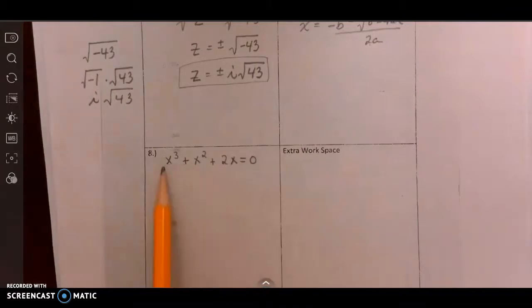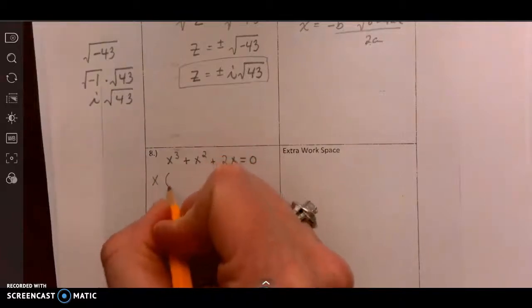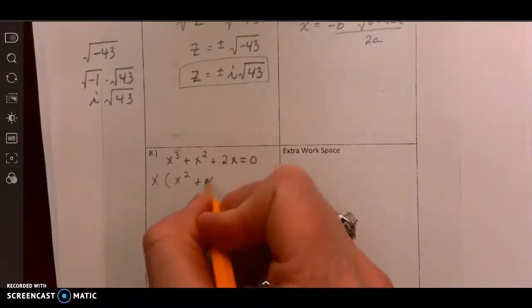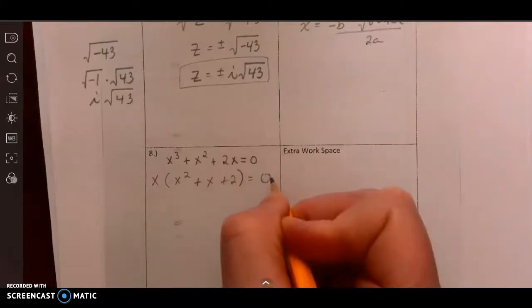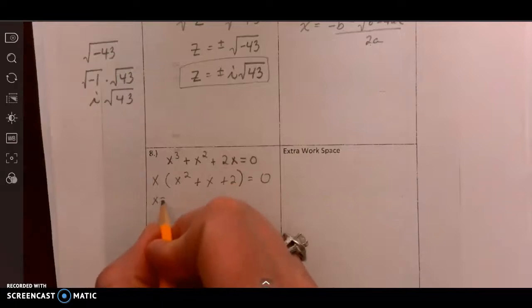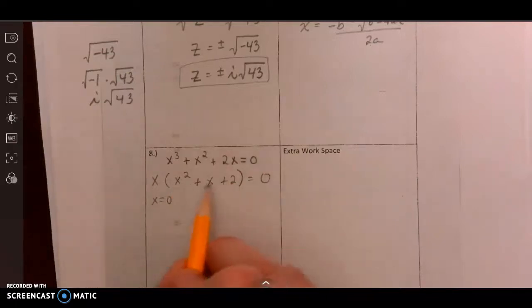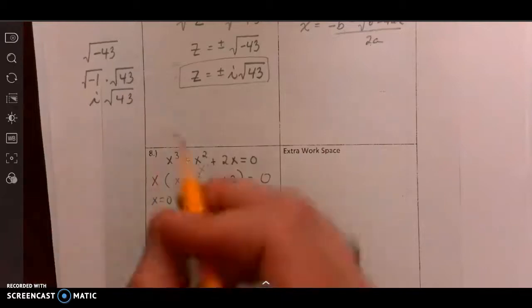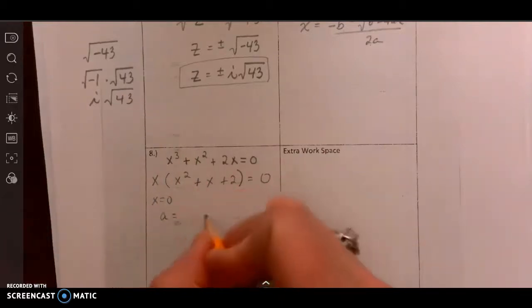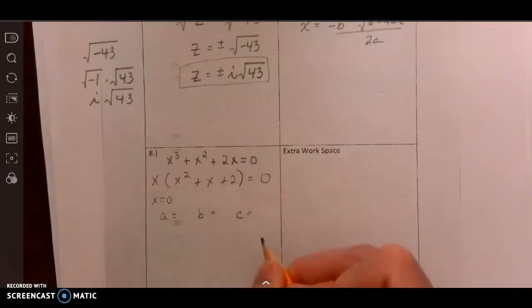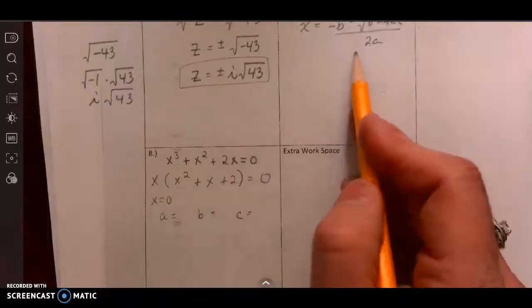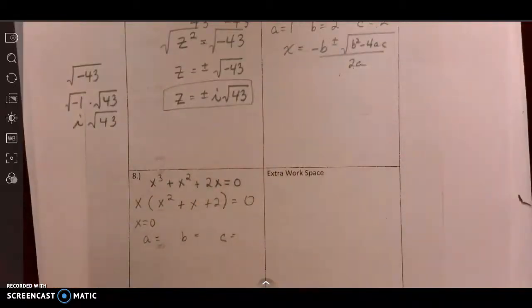So you're going to substitute each of those values into the quadratic formula. For number 8, before you can use quadratic formula, you first have to factor out that x, and then you're left with x squared plus x plus 2 equals 0. So one of my solutions is x equals 0. But then to get my solutions with this, I'm going to have to use quadratic formula. So first give me your a, b, and c values, and then use the quadratic formula, which we have written right here, and you'll be able to find those answers.